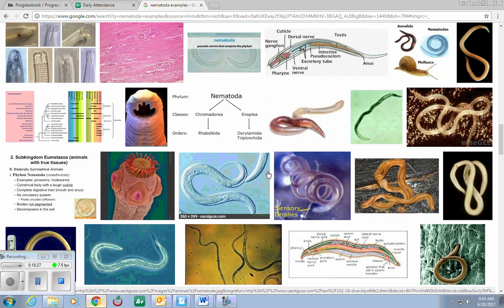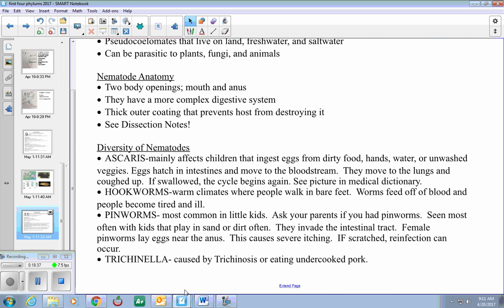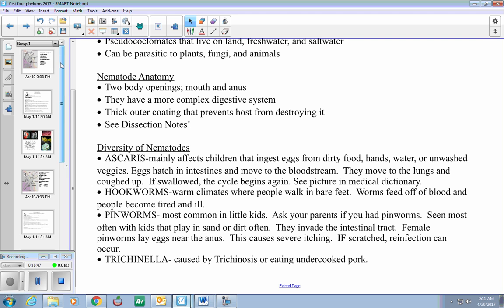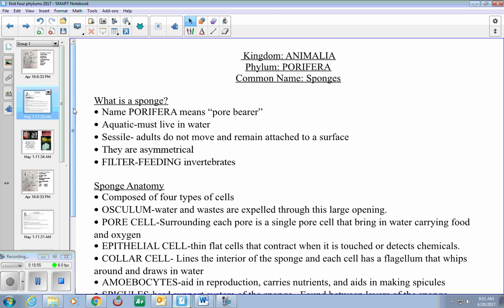And those are nematodes. So those are our first 4 phylum. They're all very simplistic. You have the Porifera. You have the Cnidarians, the Platyhelminthes, and the Nematodes. So from all of this information, you should be able to fill out your diagrams and fill out your charts.